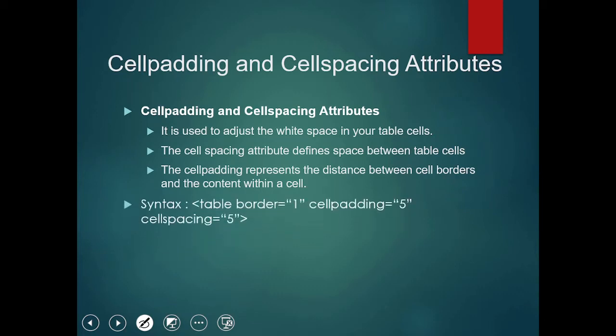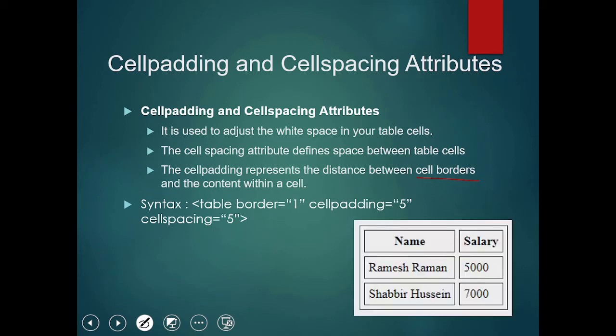Syntax is, you write table border is equal to 1, cellpadding is equal to 5 and cellspacing is equal to 5. Now this is also a numeric value. Either you can put a pixel value or a percentage value. So based on that your data will keep on changing. There is no specific limit that you can give only these many numbers. Depending on your choice, you can give as many numbers as possible depending on your screen. So cell padding and cell spacing can be given any numeric value.